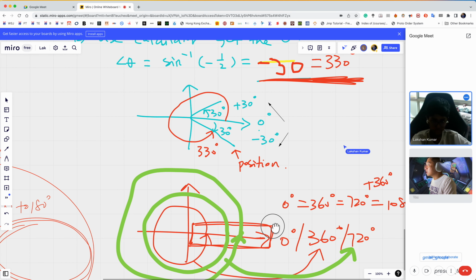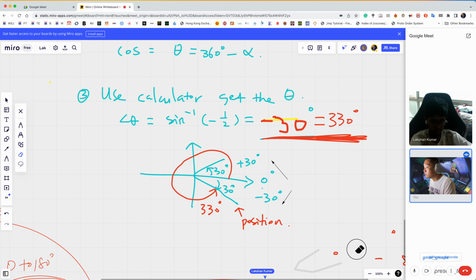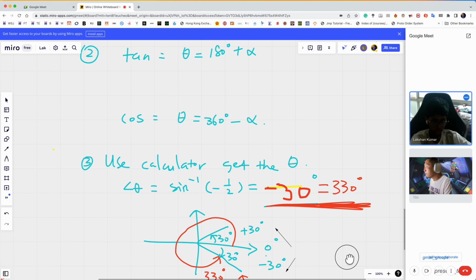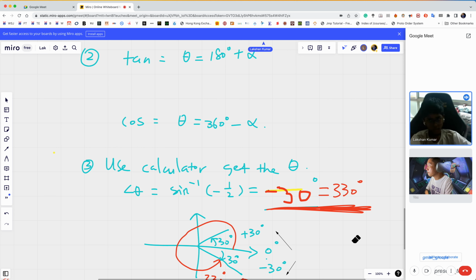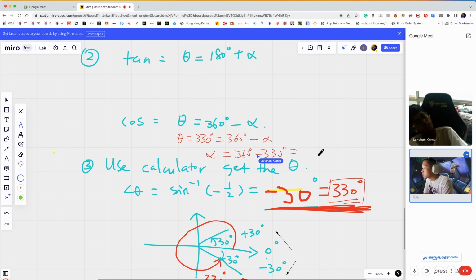So now let's go back to the negative one. For this negative 30, I like to play with positive numbers, so I play with 330, which is also negative 30, which I explained already. So what do you think? 330 is in which region? Cosine, negative, good. So now I put theta equal to 330, which is equal to 360 minus alpha. That's how you get your alpha. Alpha is equal to 360 minus 330, so alpha is equal to 30 in this case.